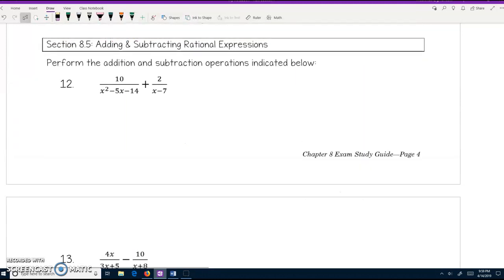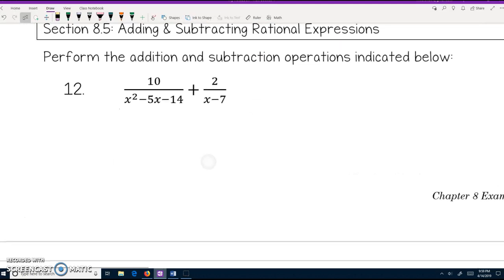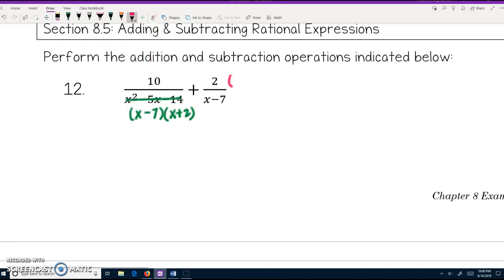Then, after our multiplication and division, we have addition and subtraction. With addition and subtraction, this is where the common denominators become important. So anytime I see a quadratic denominator, I'm going to factor. So this x squared minus 5x minus 14, I'm going to rewrite to be x minus 7 and then x plus 2, because now I can better compare denominators. If I look at them both, the one on the right is just missing an x plus 2. So I'm going to multiply that in up top and down below.